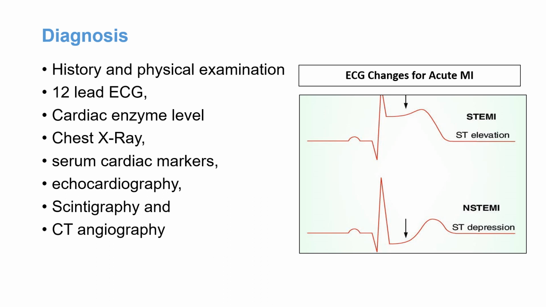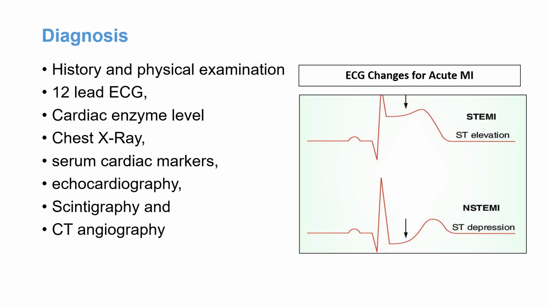Diagnosis: we collect a thorough history. Mainly we should ask about any family history of cardiac disease, and we do the physical examination and 12-lead electrocardiography, and cardiac enzymes like CPK, CK-MB, and troponin. You should take a chest X-ray in order to see the size of the heart, and serum cardiac markers, that is CPK and CK-MB, echocardiography, scintigraphy, and CT angiography.